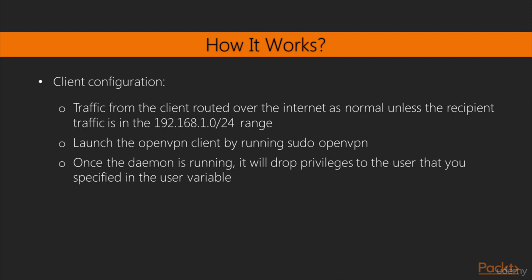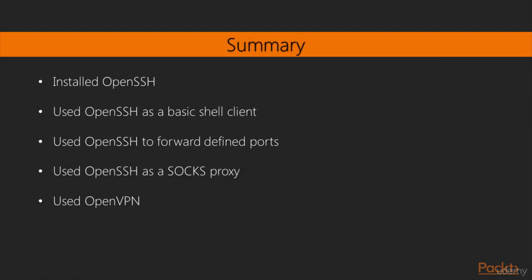Superb! In this video we have dealt with using OpenVPN. Cool, here is the end of the section. In this section we installed OpenSSH, then used OpenSSH as a basic shell client. Next, used OpenSSH to forward defined ports. After that, used OpenSSH as a SOCKS proxy, and finally, used OpenVPN.